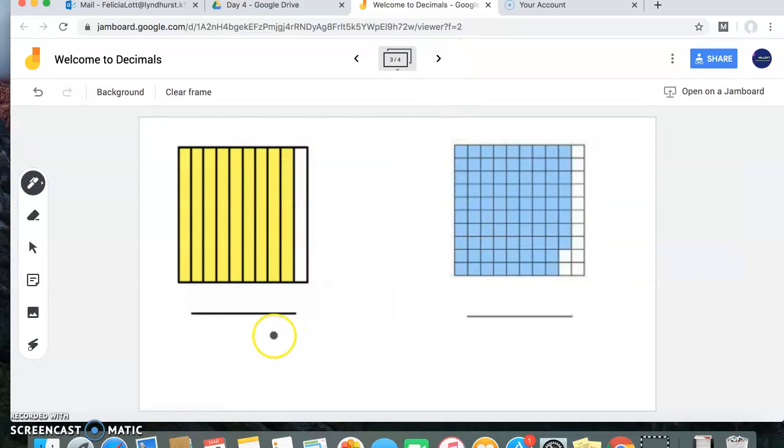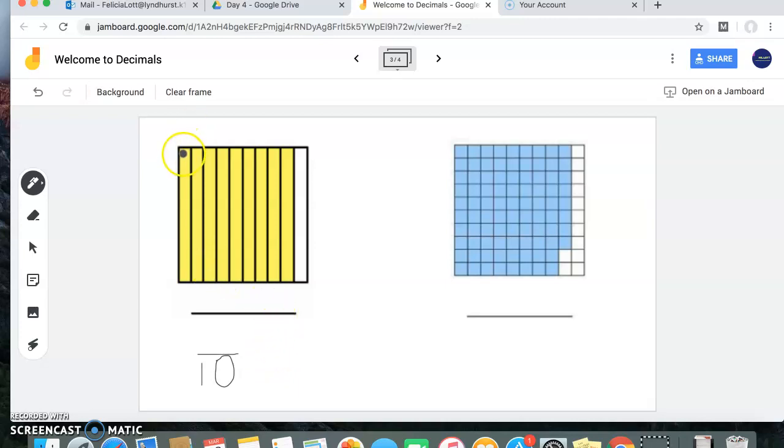Now we're going to continue practicing a few more. For this one here, again, we're looking at the picture and we see that we have 10 equal pieces. That's telling me that my denominator is going to be 10. But now I need to find my numerator based off of how much I shaded in.